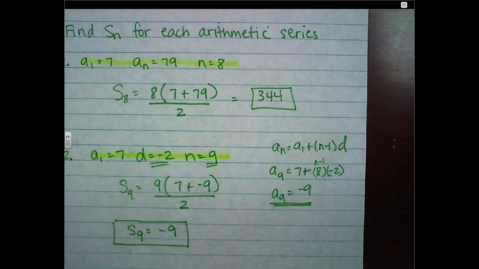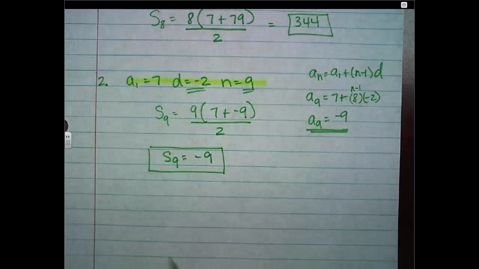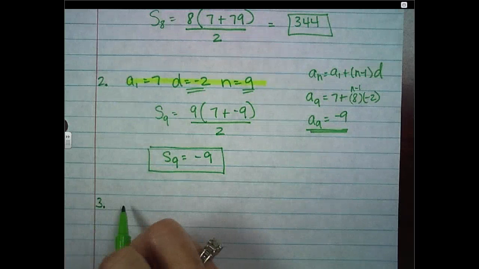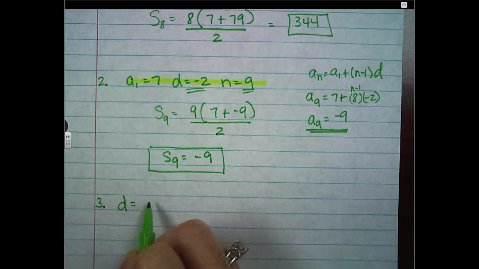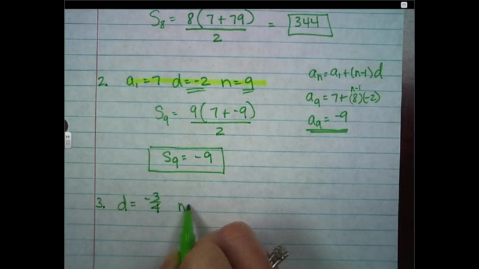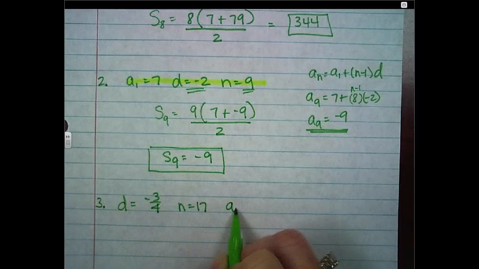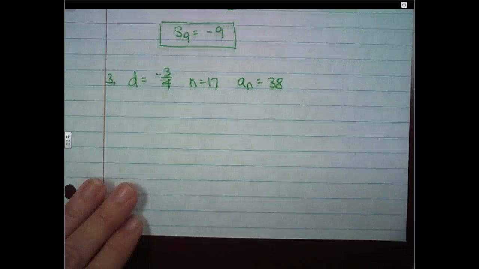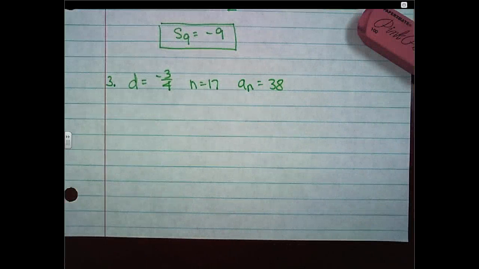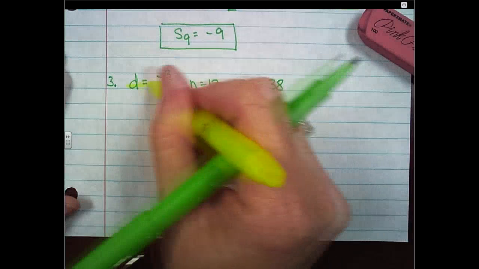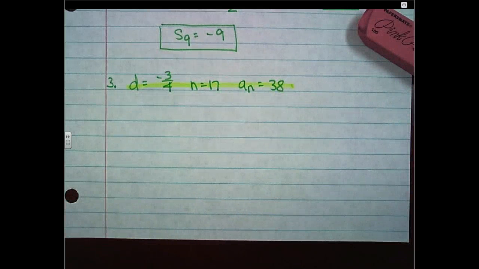Okay, let's try another one. Number 3. If I tell you, remember the directions are the same, find the sum. D is -3/4, N is 17, and A sub N is 38. Remember, sometimes you have to use the A sub N formula first. Okay, in order to find the sum, I need A sub 1, A sub N, and N. What's missing there? What do I not have? A sub 1, I don't have the first term.